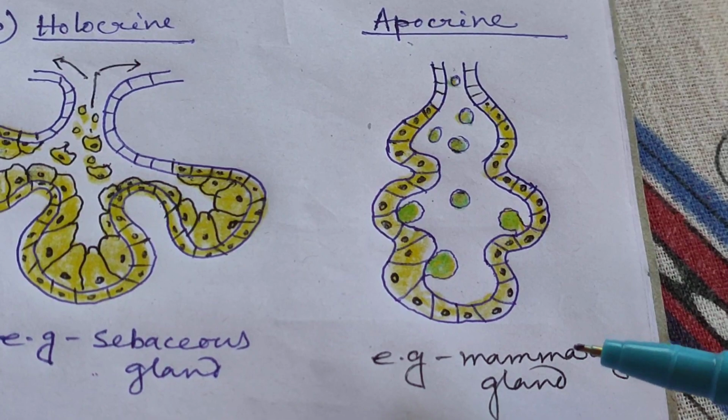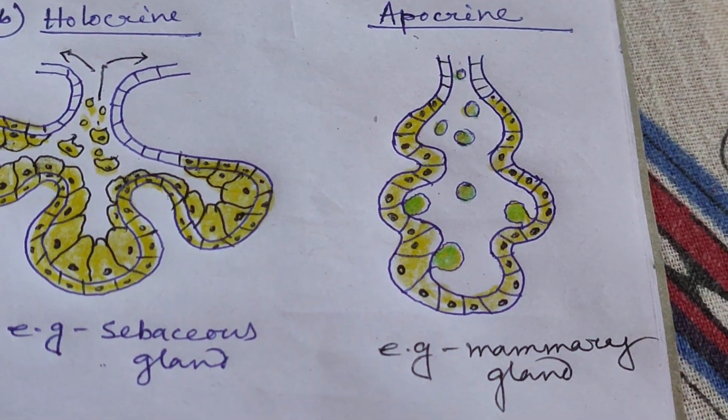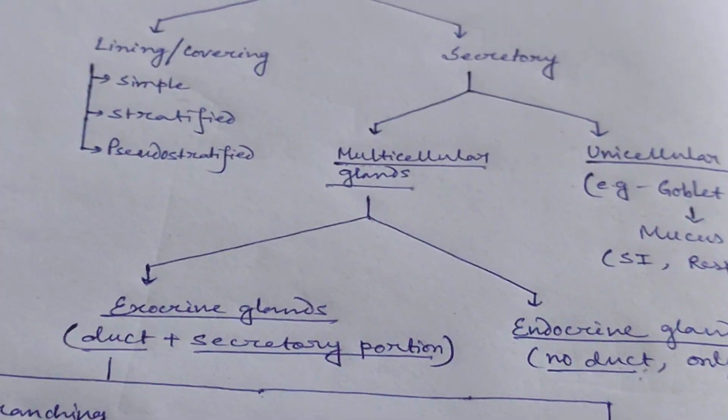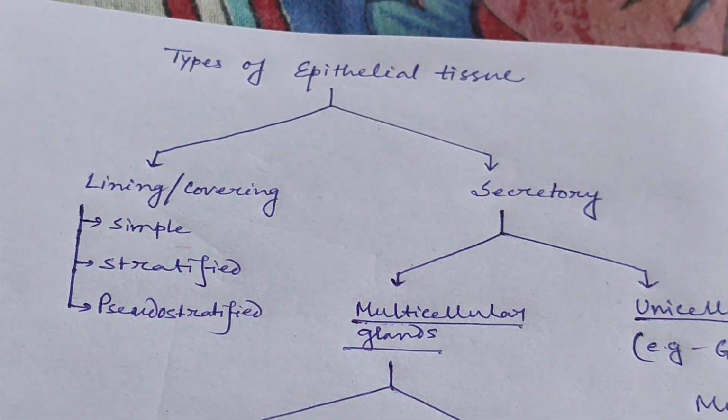So these are the overall types of secretory or glandular epithelial cells. I have covered almost everything.